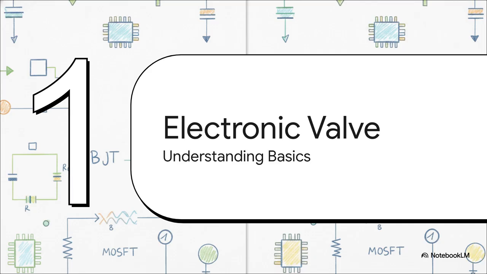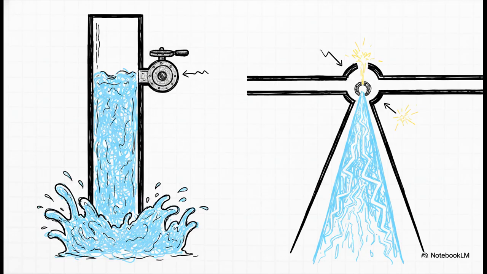Okay, part 1, the electronic valve and understanding the basics. At its absolute core, a transistor is just an electronically controlled valve. Think of a massive water pipe. You wouldn't use your bare hands to try and stop thousands of gallons of rushing water, right? No way. You'd use a small turning valve. A tiny physical movement from your hand controls a massive flow of water. Well, a transistor does the exact same thing, just with electricity. A tiny electrical input signal controls a much larger electrical output current. This deceptively simple idea of switching and amplifying signals is literally the beating heart of all modern tech.